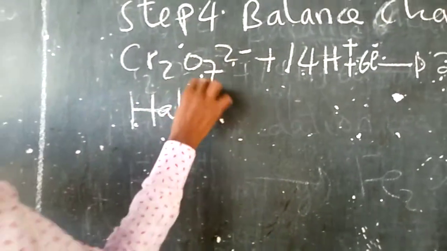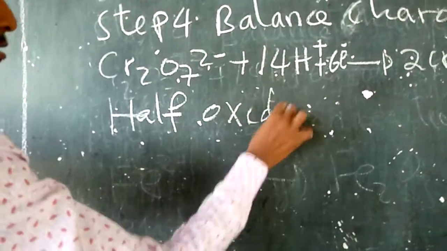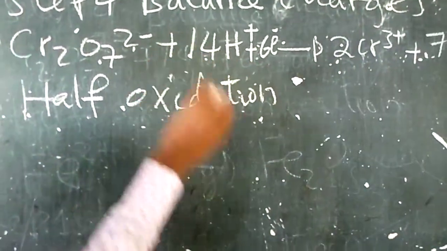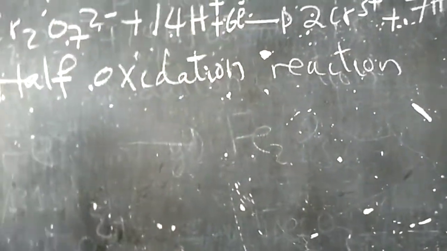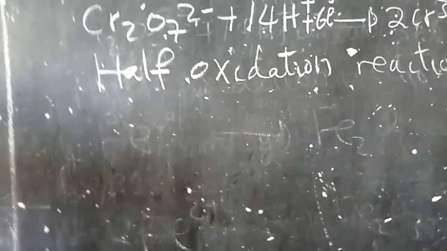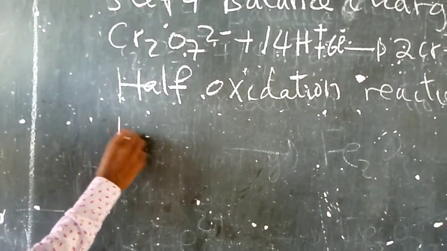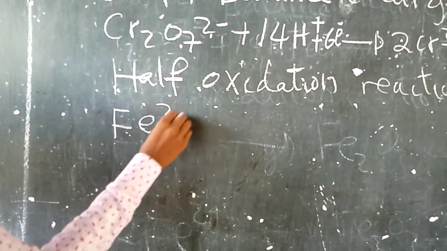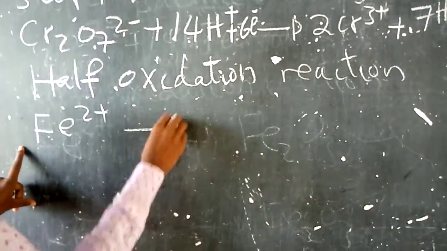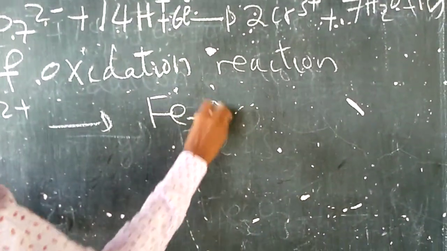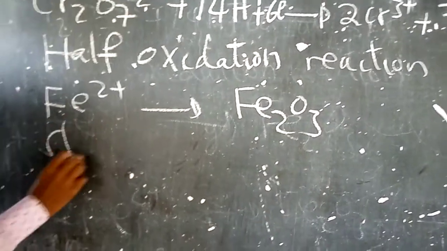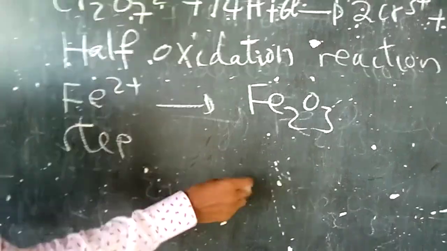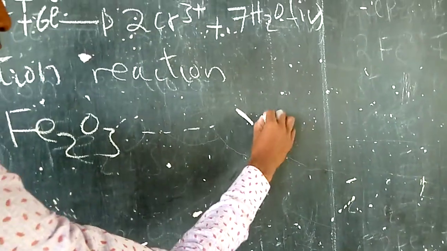Now is the half oxidation reaction. Half of the oxidation reaction. Now, the half oxidation reaction for this iron is Fe2+ to get Fe2O3. First step, we are going to balance. Mark this equation as equation 5.